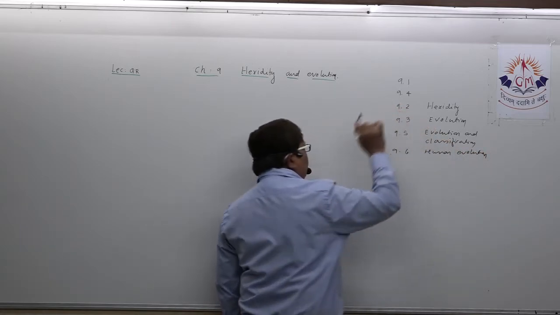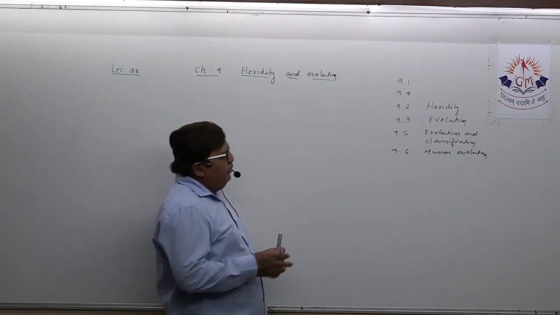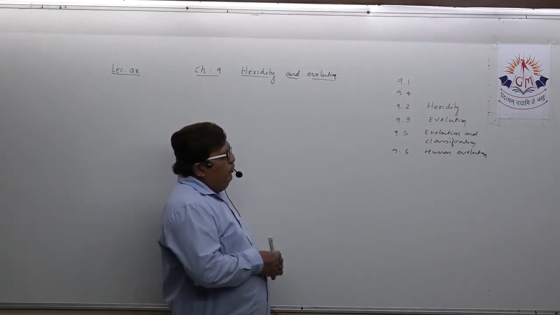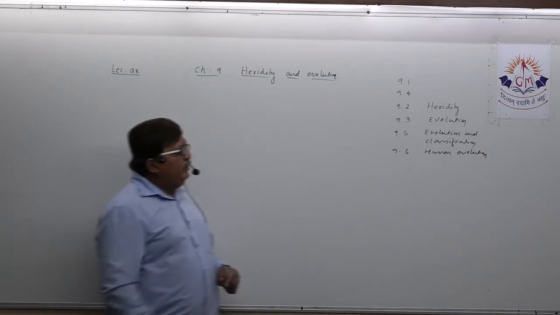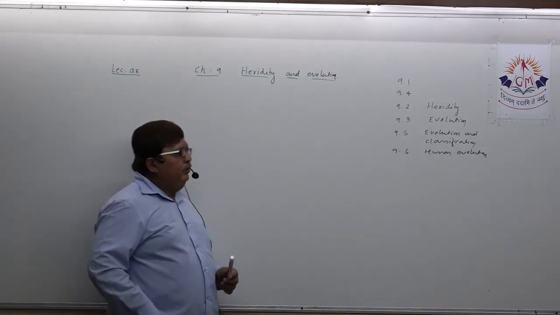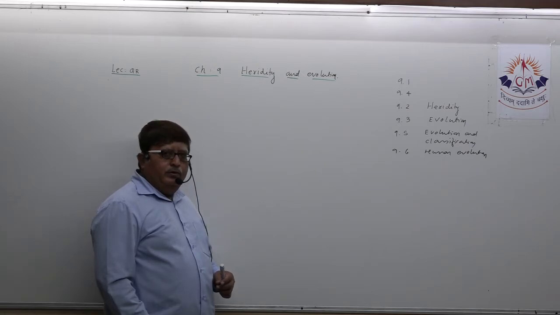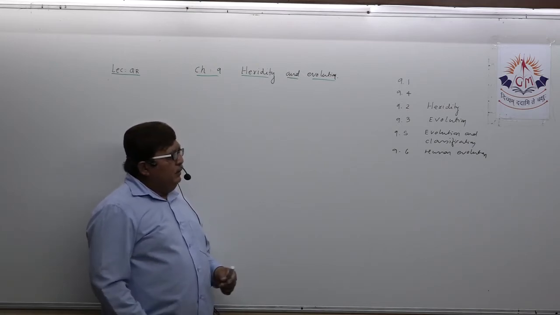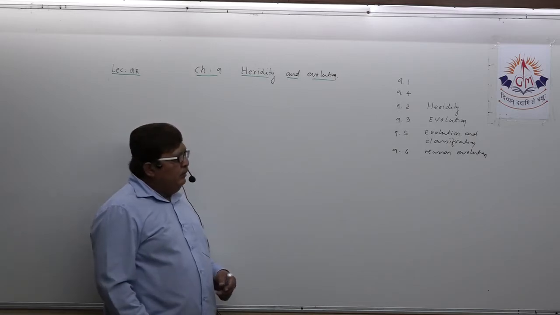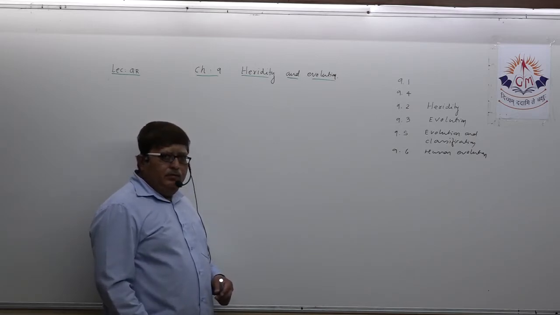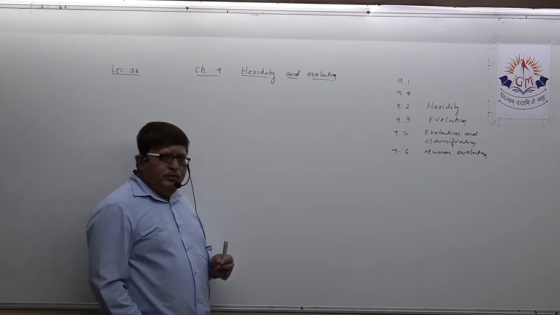Now see, dear student, before you prepare this particular chapter, you should list out this way. Two topics are already eliminated, 9.1 and 9.4. So you have to prepare topic 9.2, that is heredity. Then 9.3, where you will discuss about evolution. Then 9.5, evolution and classification. And then 9.6, human evolution.